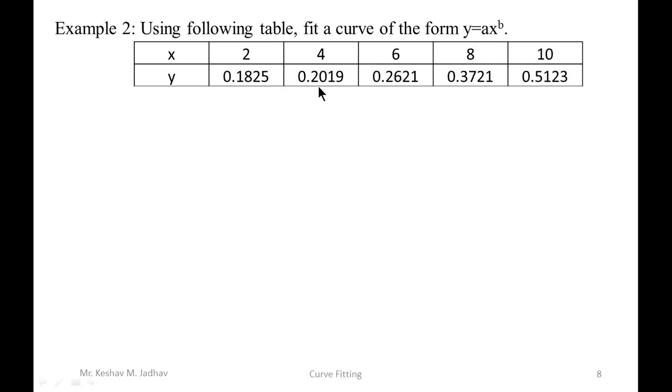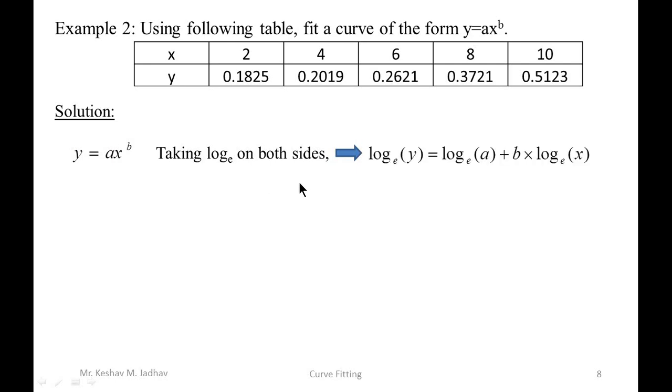So let us consider the same data points, and here by using this table we have to fit a curve of the form y is equal to a into x raised to b. So here we can convert this power equation into linear equation by taking log on both sides. So if you take log on both sides, then we will get log y is equal to log a plus b into log x. So here power of logarithmic term will be the coefficient to this log term.